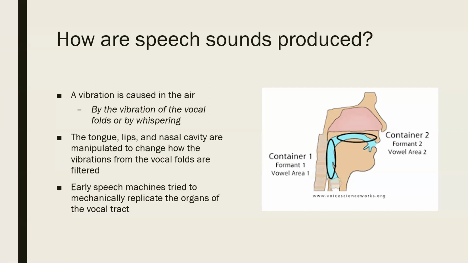Early speech machines actually tried to mechanically replicate the organs of the vocal tract. Basically, they tried to make a machine which physically resembles the vocal tract in order to make human-like sounds. So that's how this worked initially.